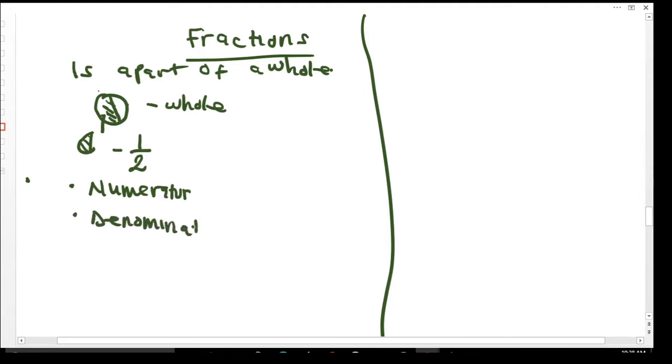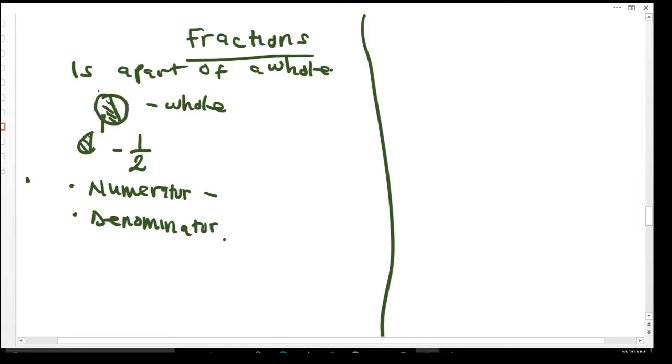Then the numerator shows how many parts have been taken from a whole after dividing it. For example, if you go back here, we had a whole, then we divided it into two parts, then we picked off one part, then it was 1. Now this is our numerator. One part was taken from the whole which was divided into two parts.